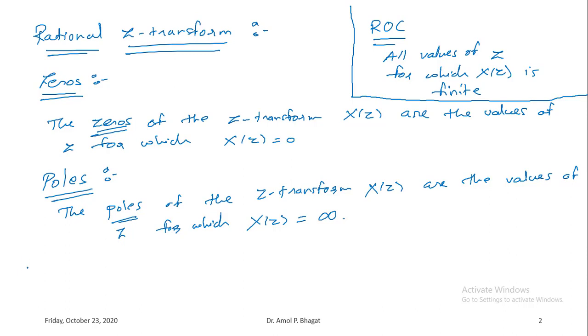While defining the rational Z transform, x of Z is the Z transform of x of n. If we have a discrete time signal x of n and we identify its Z transform, it will be indicated as x of Z. As per the formula, x of Z is the summation from n equals minus infinity to infinity of x of n into z to the power minus n. These things we have already discussed.